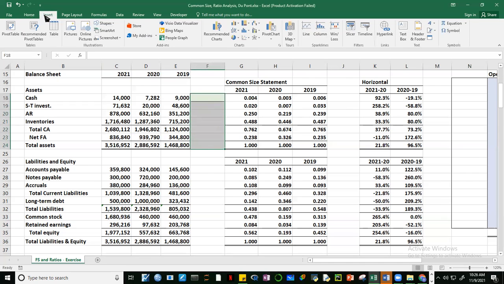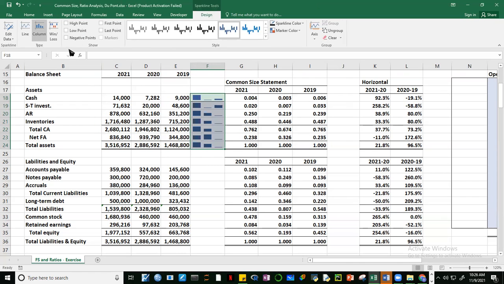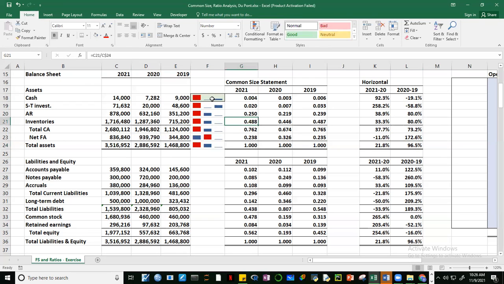Why don't we insert here a column chart. Sparkline. Okay, so all right. We can see here, guys, that consistent in terms of assets, 2021 had the highest assets in terms of inventories, AR, short-term investments. However, in terms of net fixed assets, 2020 had the highest in terms of net fixed assets.